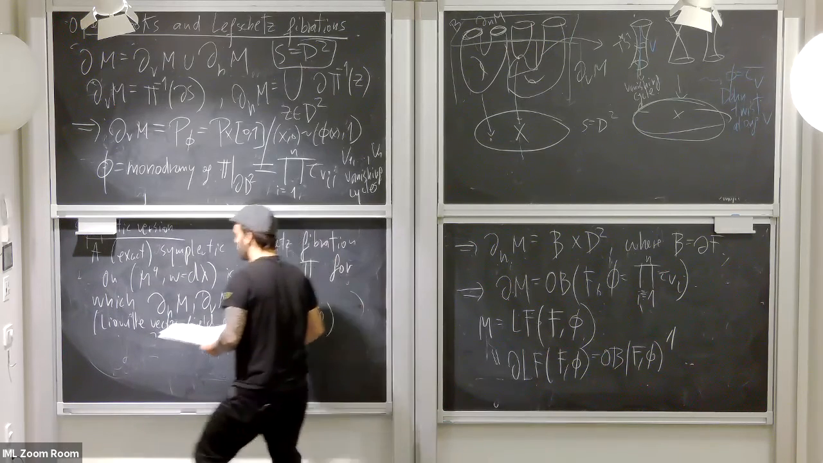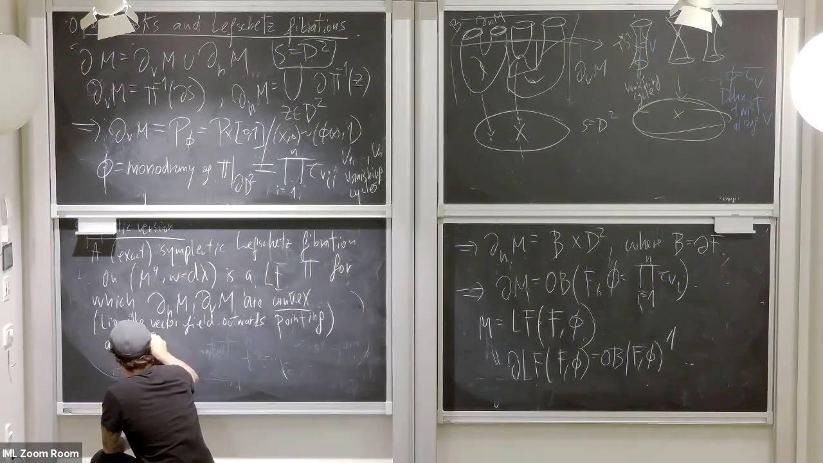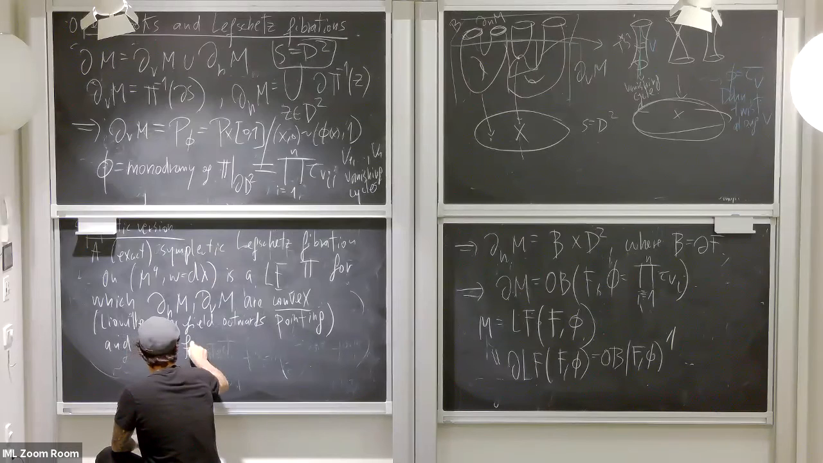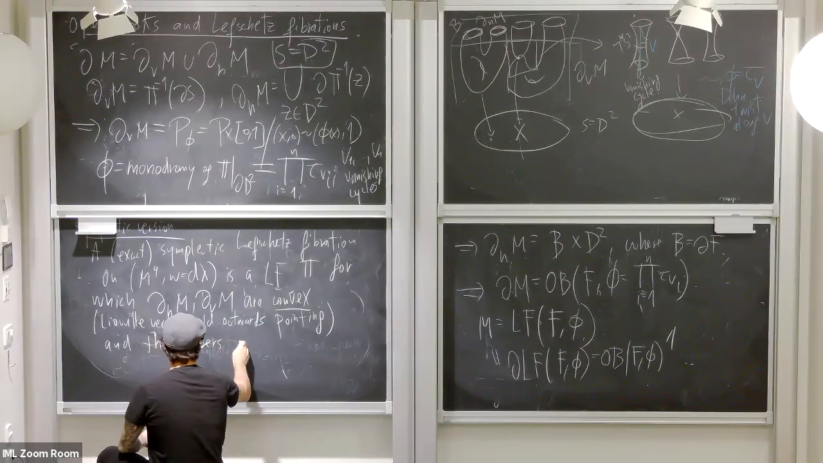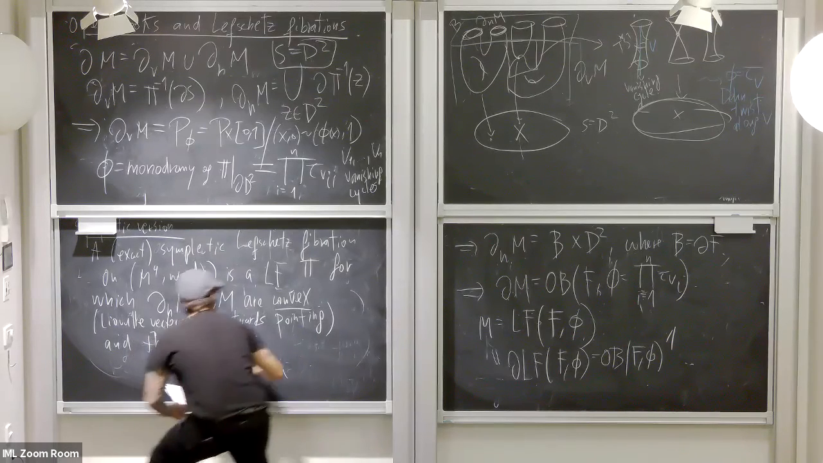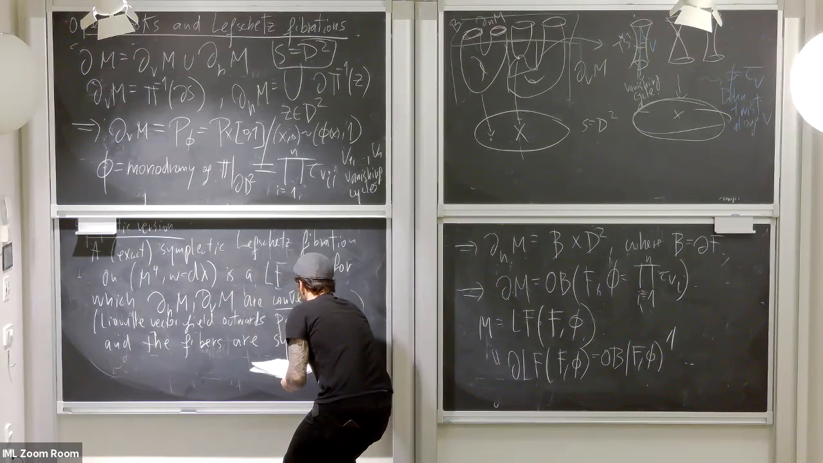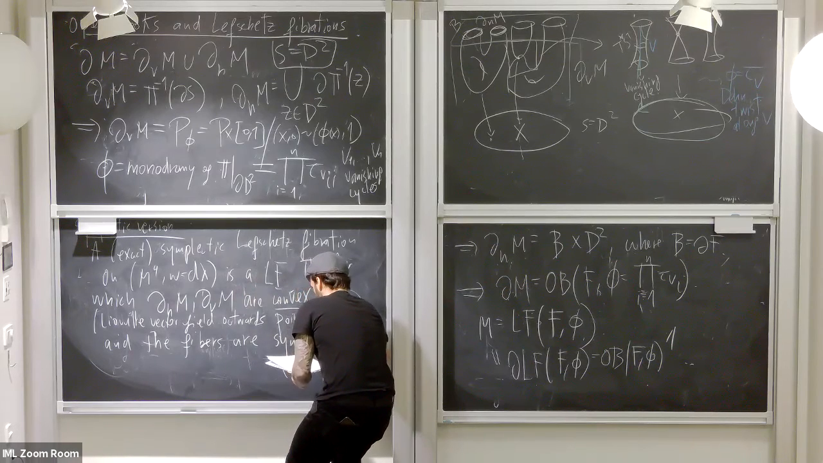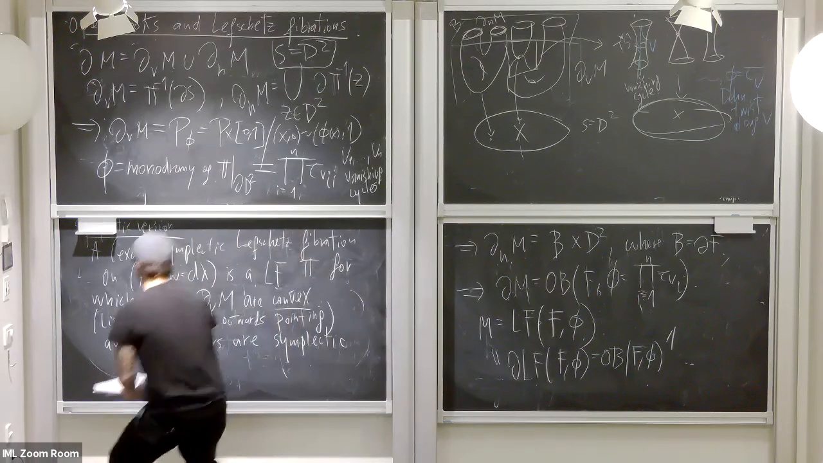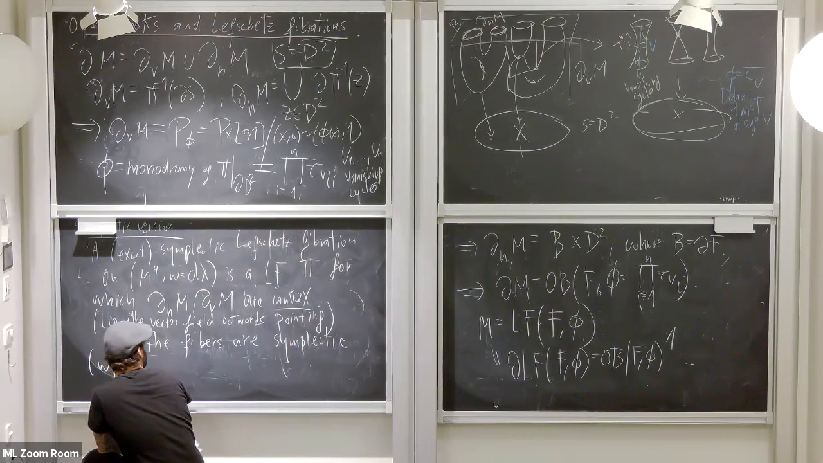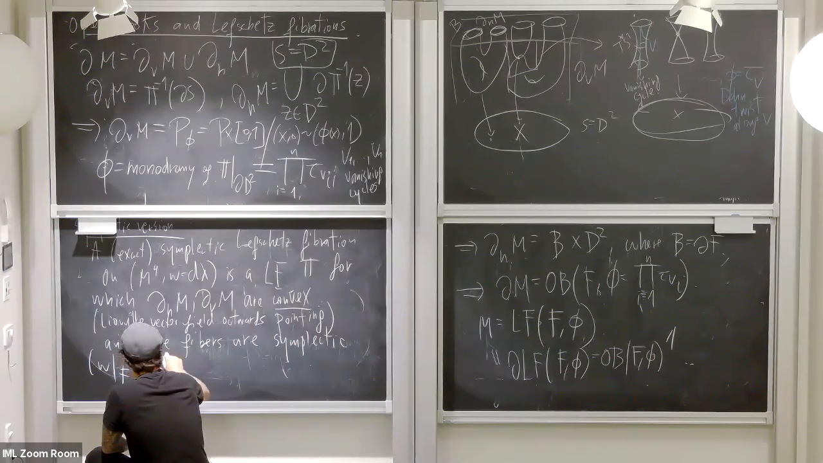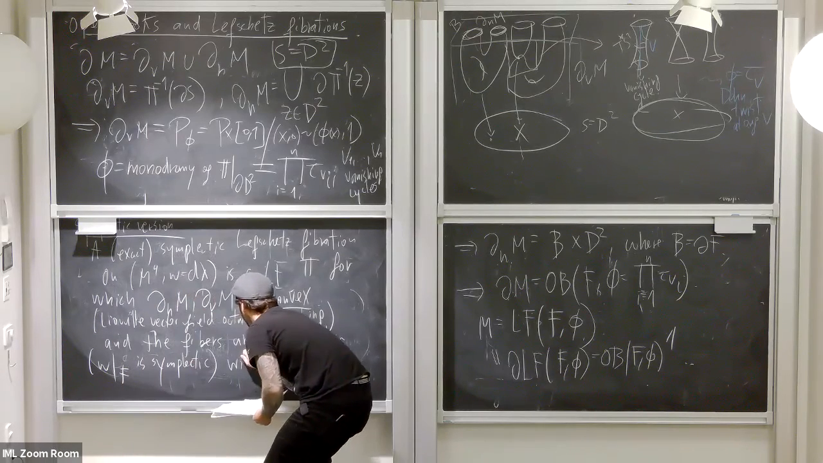And moreover, the fibers are symplectic, which means that the restriction of omega to the fiber F is symplectic. And it also has convex boundary.